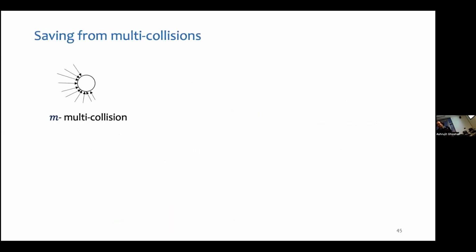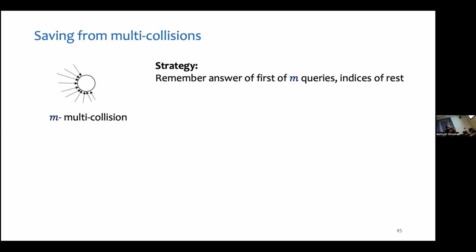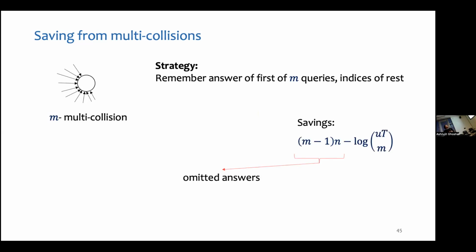Specifically, we say that a multi-collision is an M multi-collision if there are M queries that have the same answer. In this case, in our encoding we'll only remember the answer of the first of these queries and only the indices of the rest of the M-1 queries. So here we get a savings of these many bits. The first term is from omitting the answer of M-1 queries, and the second term is the cost we pay for remembering the set of indices of the other queries.